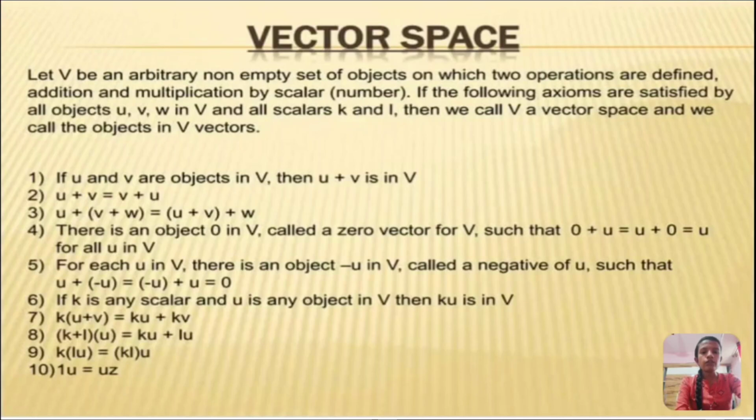First one, if u and v are objects in V, then u plus v is in V. u plus v is equal to v plus u. There is an object 0 in V called a zero vector for V such that 0 plus u is equal to u plus 0 is equal to u.